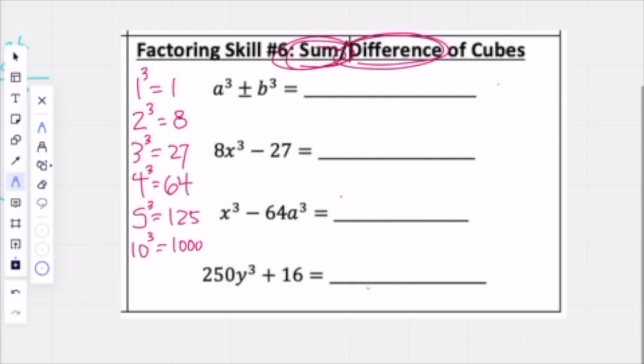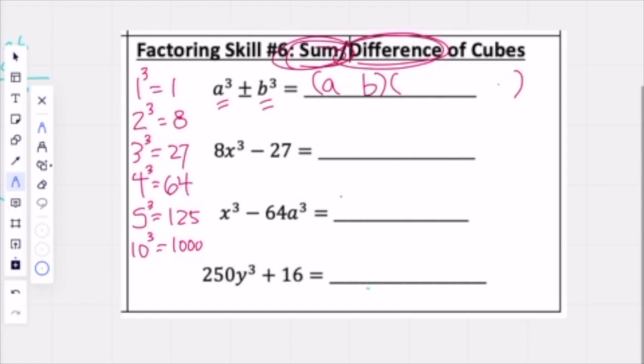All right, so let's look at the pattern. If you have something like this, where a cubed is added to b cubed, or a cubed subtracts b cubed, then what we end up with is a pattern with a binomial and a trinomial. Okay, so first we find the binomial, and the binomial is pretty easy to find. We're just going to take the cube root, or identify what is being cubed in the first term. So what's being cubed here is a. And what's being cubed in the second term is b.